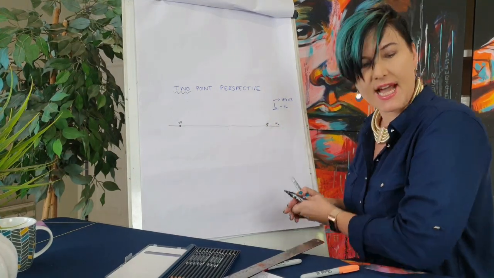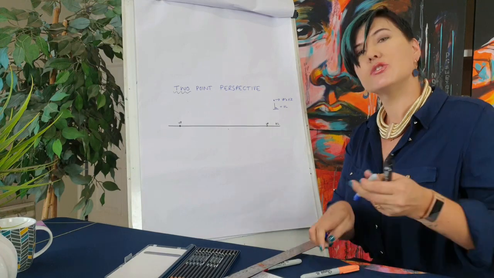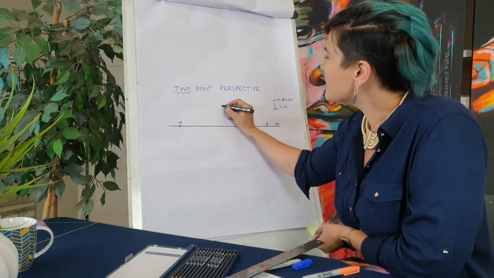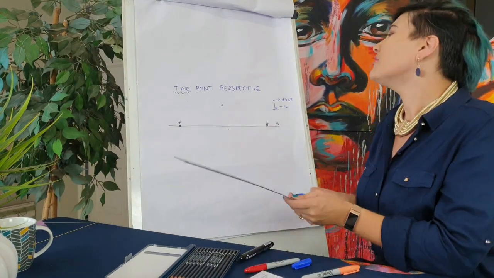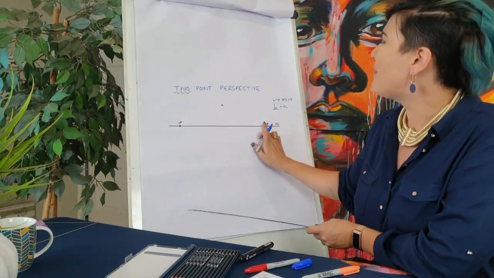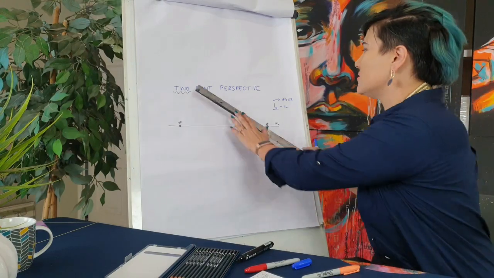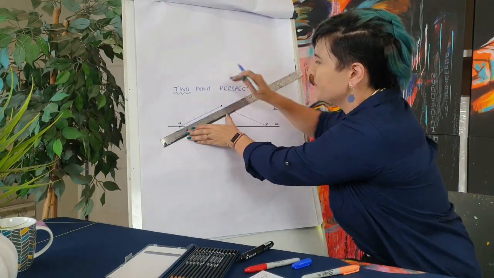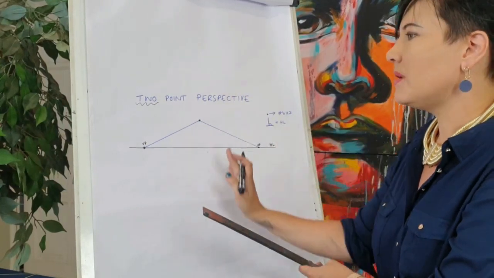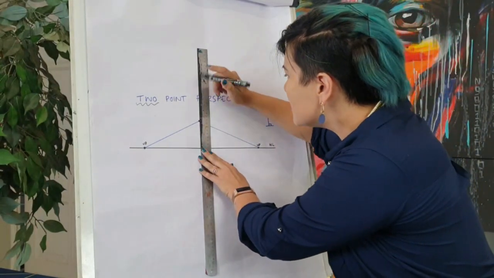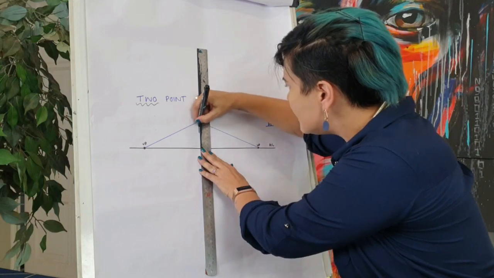Let's go and see how we are going to do that. When I introduce a point to my picture, every single point has to go to both VPs, no longer just one. That is rule number 1. Rule number 2, when we bring a line down, it has to be perpendicular, 90 degrees.